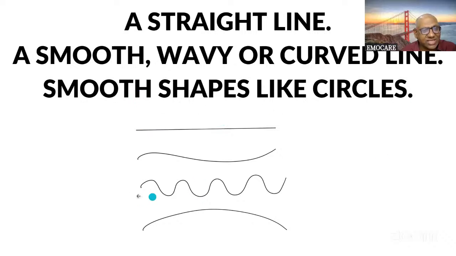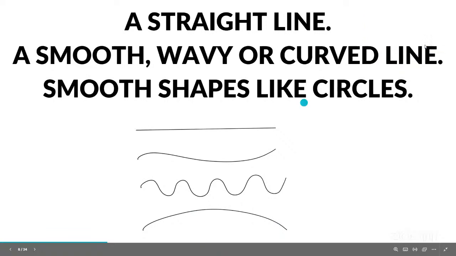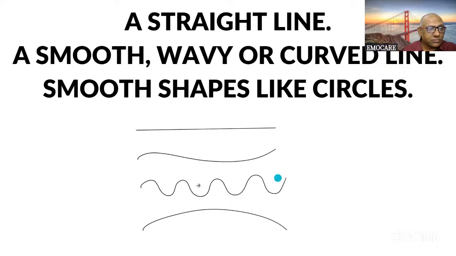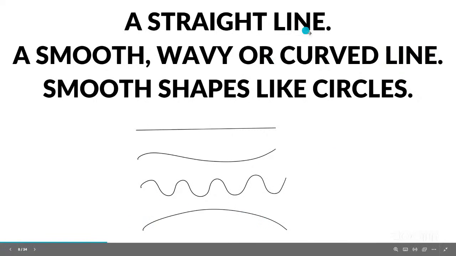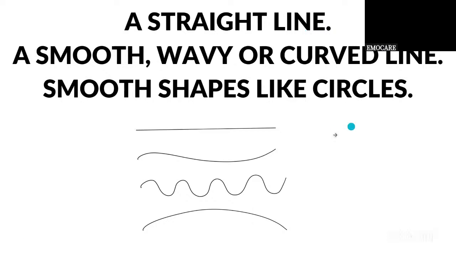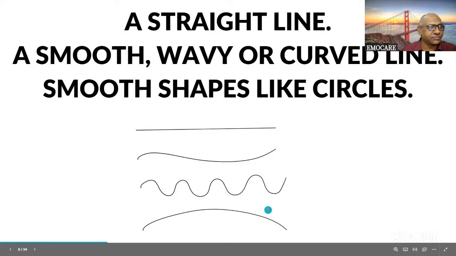Smooth shapes like circles, like this. These all are shapes. Any smooth surface is called a wavy line. A wavy line is not neurographic.